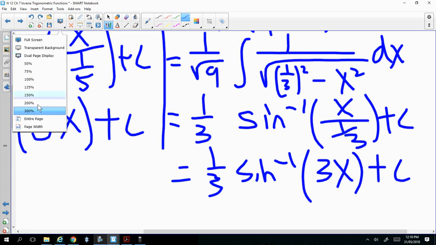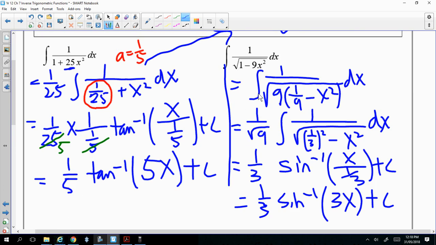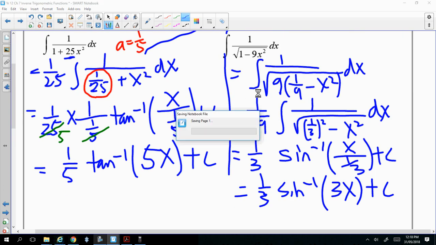Okay, what else are there? I think that's all. And then we'll look at some areas. So we'll know how to differentiate, how to integrate. Then we'll look at area. Okay, let's look at the area.